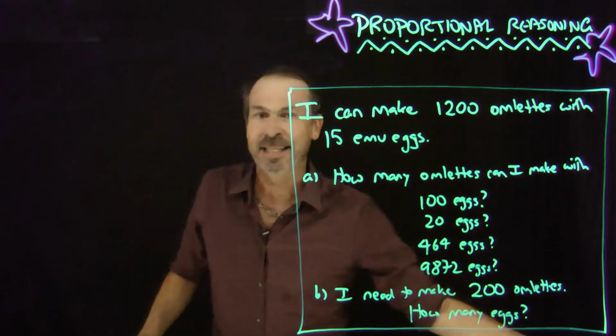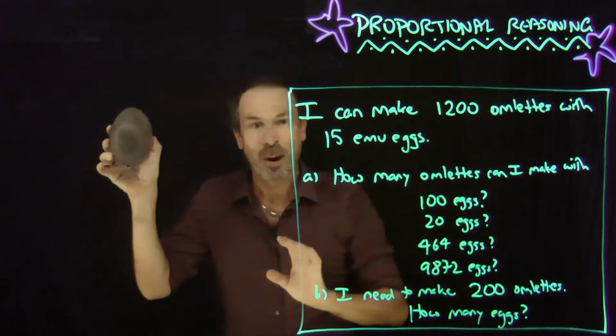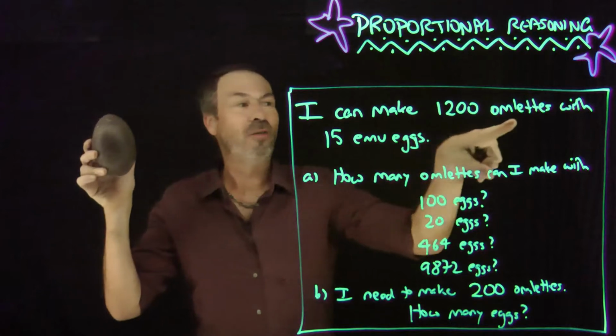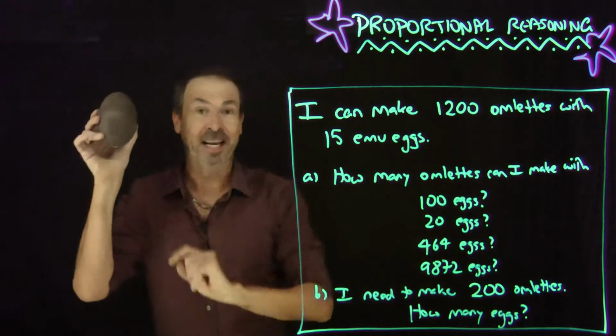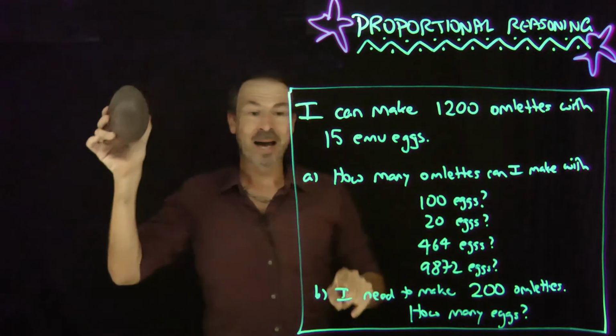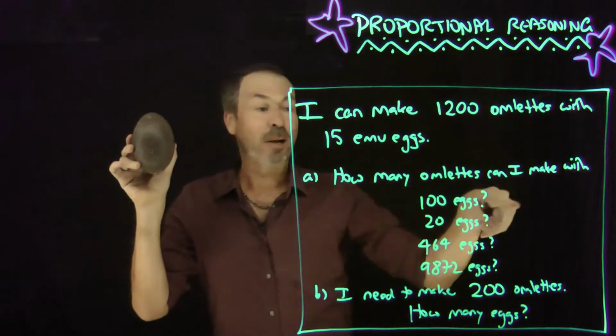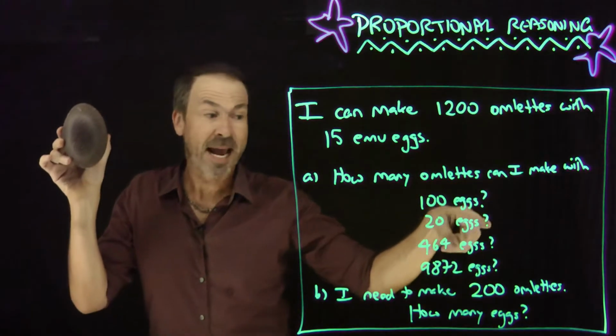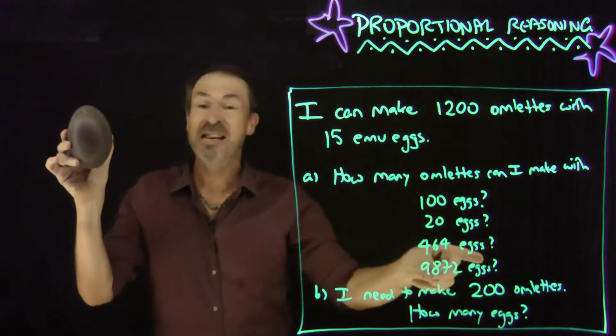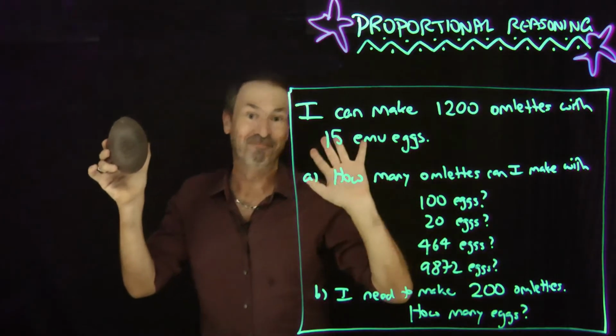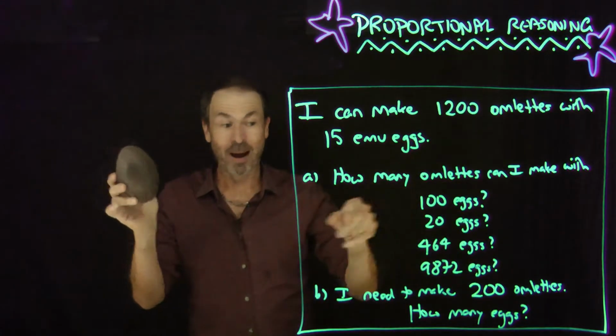Now, it's about these things. Emu eggs. I'm going to have an emu egg. Apparently, I can make 1,200 omelets with 15 of these things, with 15 emu eggs. Part A of this question. How many omelets can I make with 100 eggs then? Or 20 eggs? Or 464 eggs? Or 9,872 eggs?